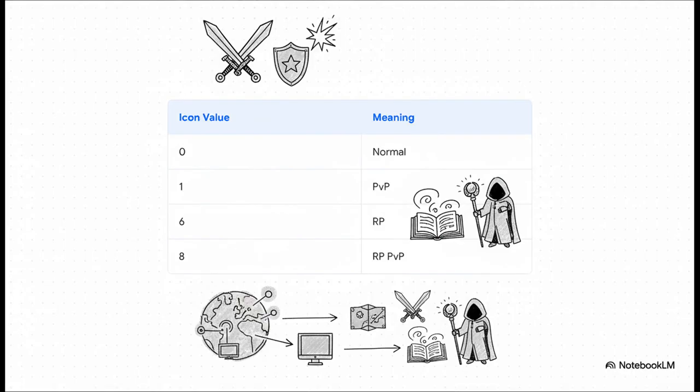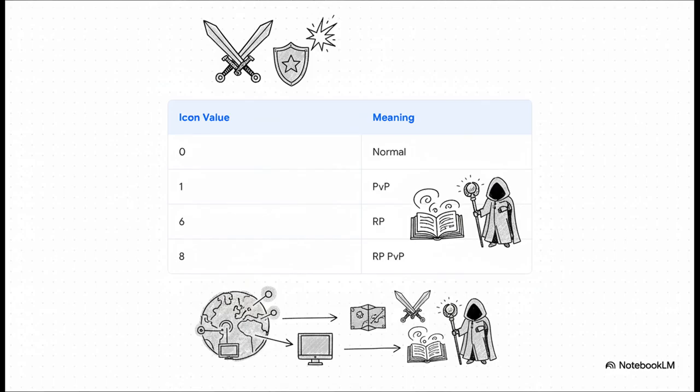And what about those little icons? You know, the skull for PvP or the letters for RP? That's just the icon field. It's literally just a number. A 1 tells your game client, hey, this is a PvP server, show the right icon. A 6 means it's a role-playing server. Your game just sees the number and knows exactly what to display.